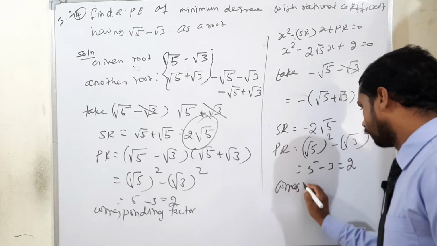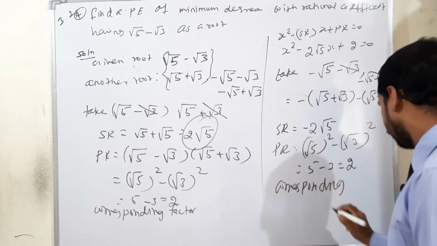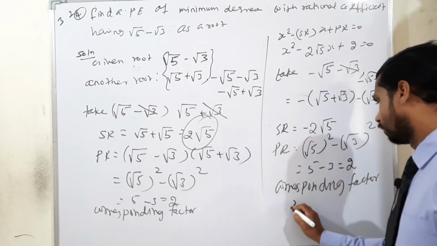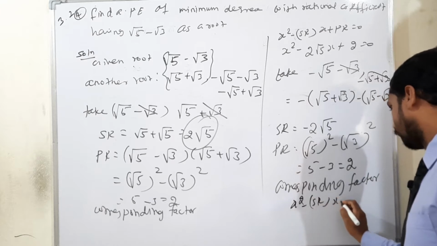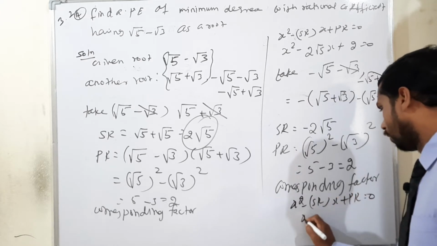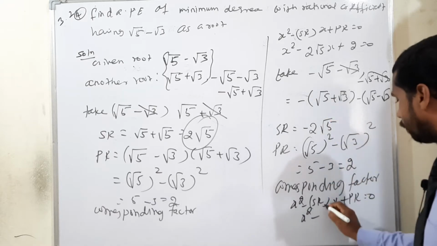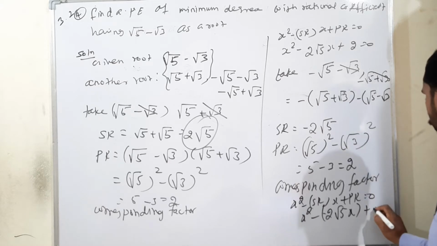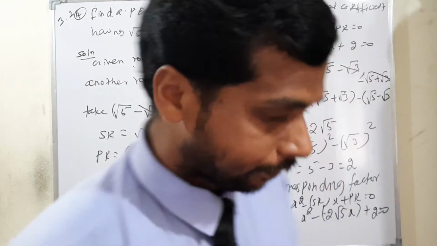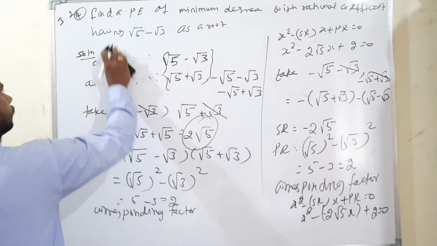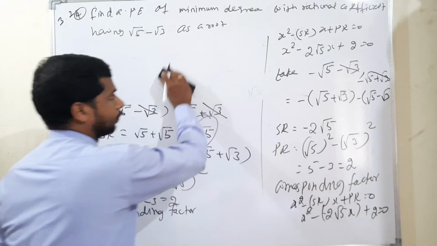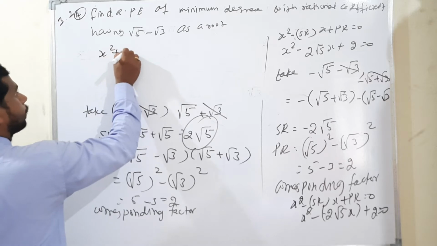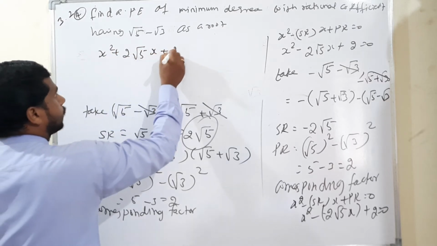Again the corresponding factor: x square minus (sum of roots) x plus the product of roots is equal to 0. Again x square minus the sum of the roots, and the minus sign is already there, so minus 2 root 5x, then plus the product of the roots, which is 2, is equal to 0. Therefore minus into minus is plus, so x square plus 2 root 5x plus 2 is equal to 0.